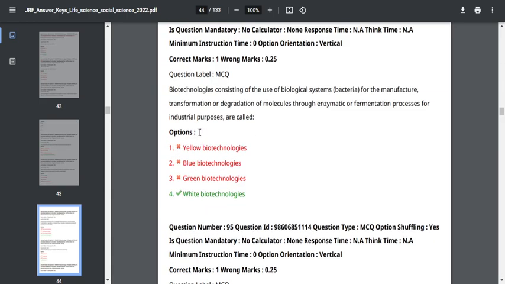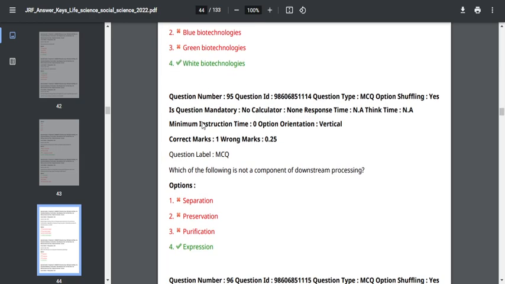Next, biotechnology consisting of the use of biological systems like bacteria for manufacturing, transformation or degradation of molecules through enzymatic or fermentation processes for industrial purposes is called white biotechnology, whereas yellow biotechnology is biotechnology with insects, blue biotechnology is marine biotechnology and green biotechnology is agricultural biotechnology.